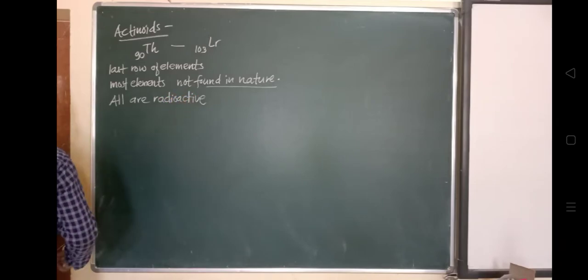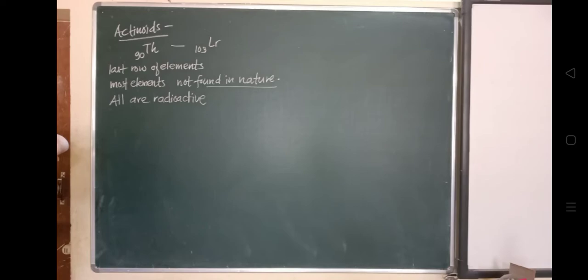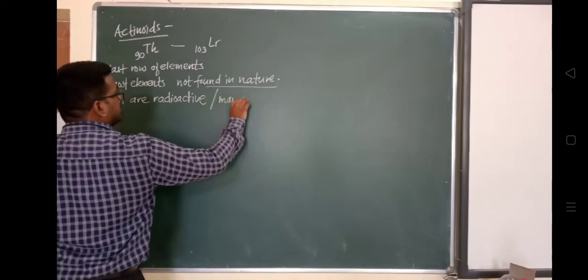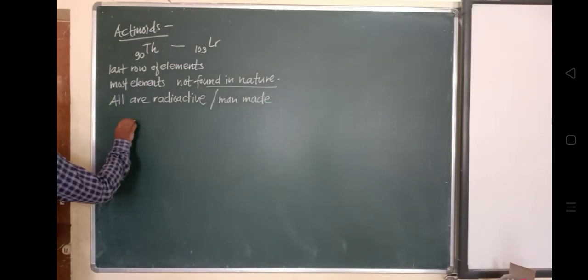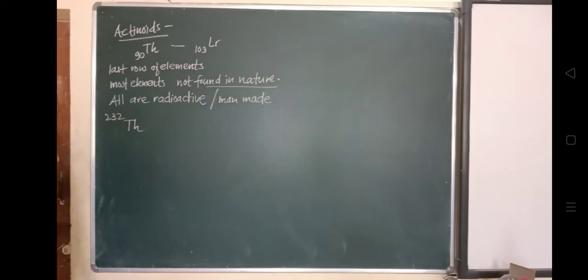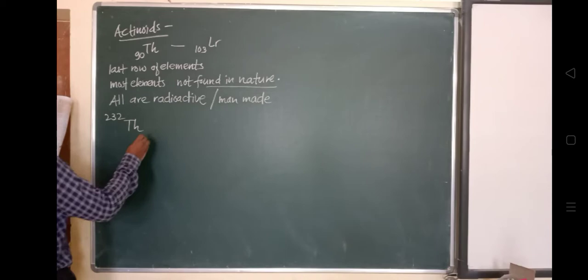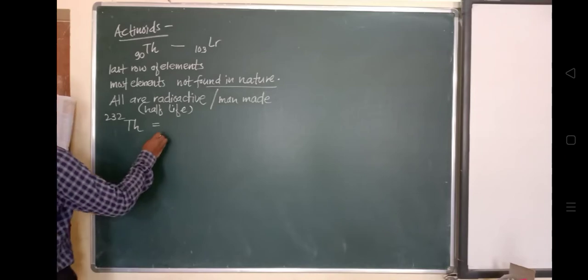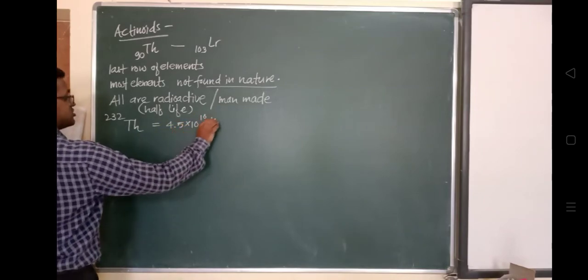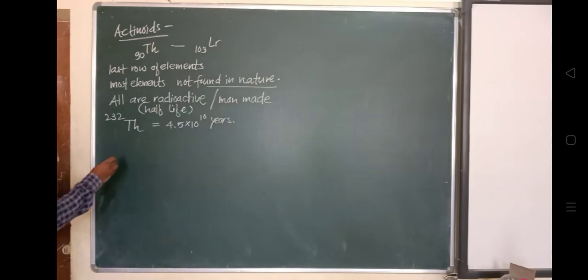In the lanthanoid series, we saw that promethium is radioactive, but in the actinoids, all are radioactive elements, and most of them are man-made. The half-life of thorium-232, because it is radioactive, is 4.5 into 10 raised to 10 years. It has a large half-life.